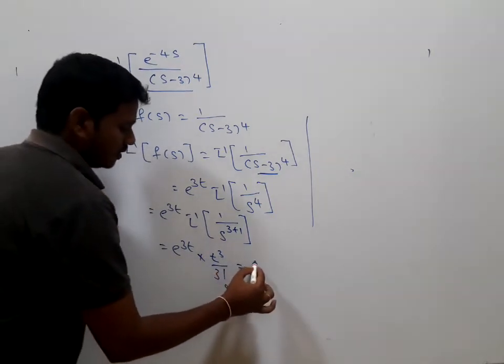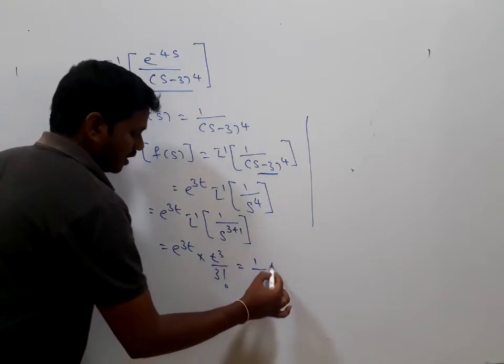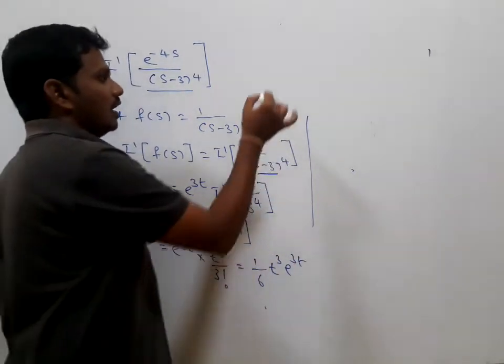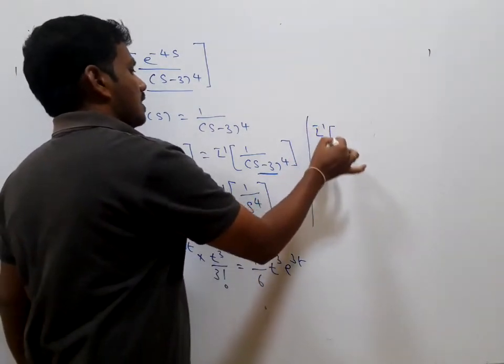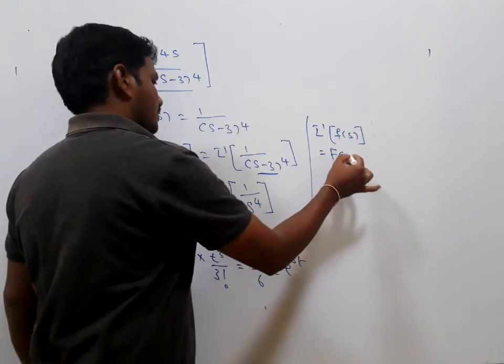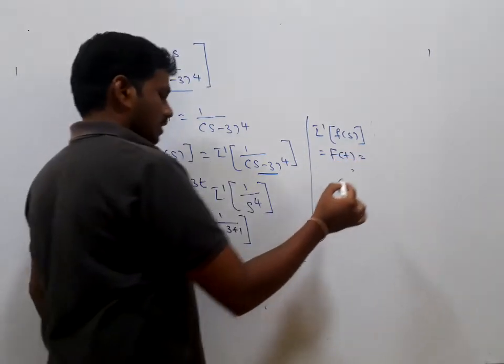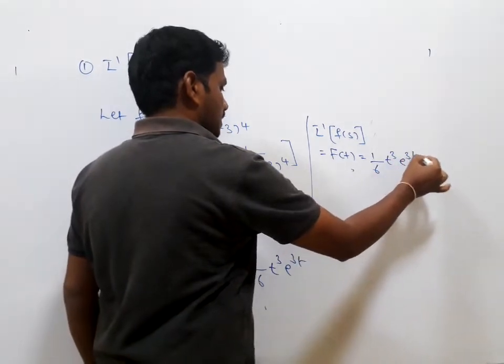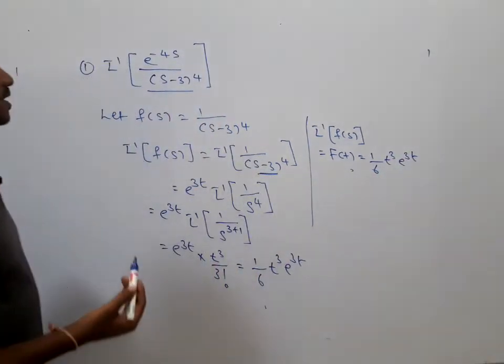Which is equal to 1 by 6 into t cube e to the power of 3t. So what we have: L inverse of F of s is equal to f of t. I am taking that f of t is 1 by 6 into t cube e to the power of 3t. Now we go for the second shifting theorem.